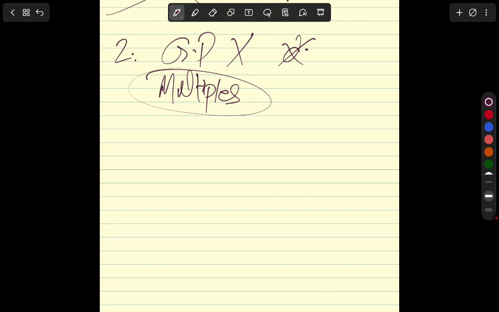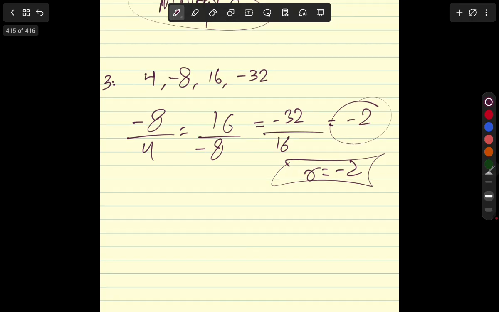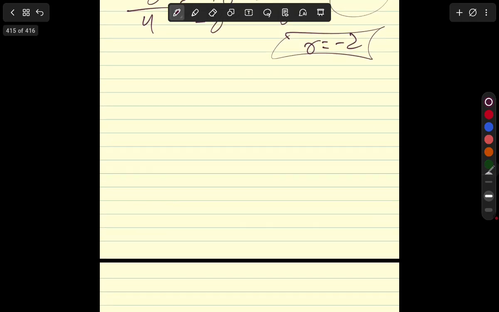Now there are negative ratios as well. That's the third mistake. For example, if you have a series like 4, minus 8, 16, minus 32, the common ratio is what? Minus 8 upon 4 is equal to 16 upon negative 8 is equal to negative 32 upon 16. So that's negative 2. So r is going to be negative 2. The common ratio, just like the common difference, can definitely be negative. The sign definitely matters, both in arithmetic progression as well as in geometric progression. And Cambridge loves hiding these traps in your AP GP questions, because students make these blunders.